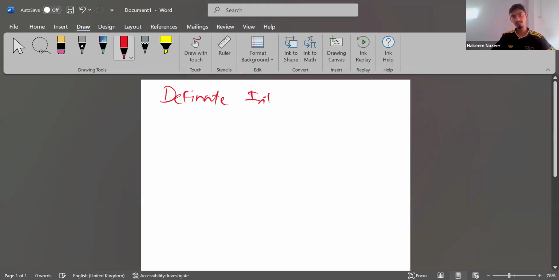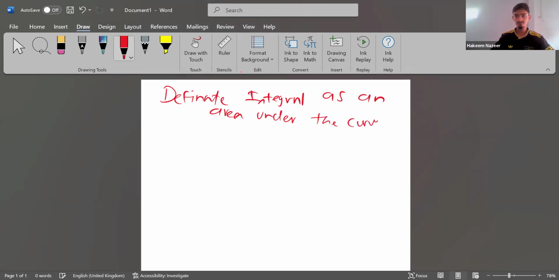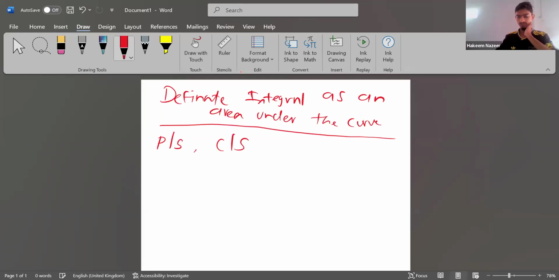Definite integral as an area under the curve. This is most important. In integration questions, producer surplus and consumer surplus are often asked. The most common applications are producer surplus and consumer surplus. They are going to ask about definite integration. It's easy.